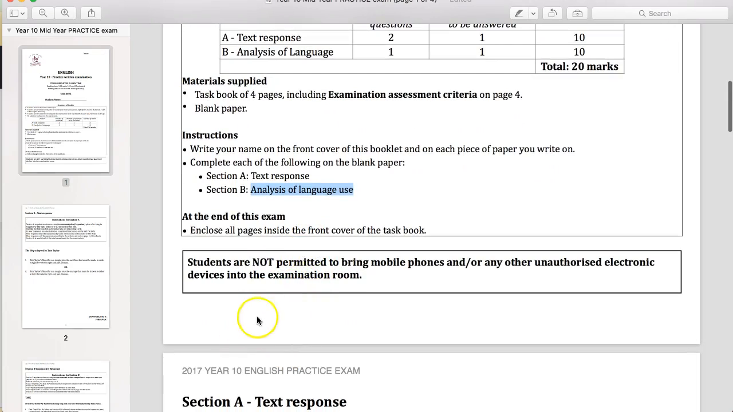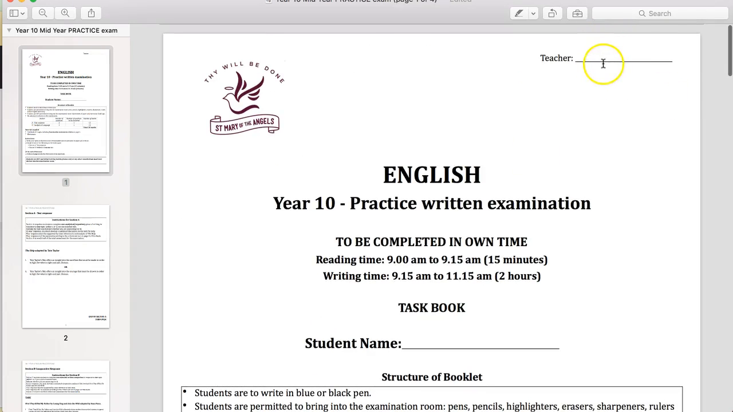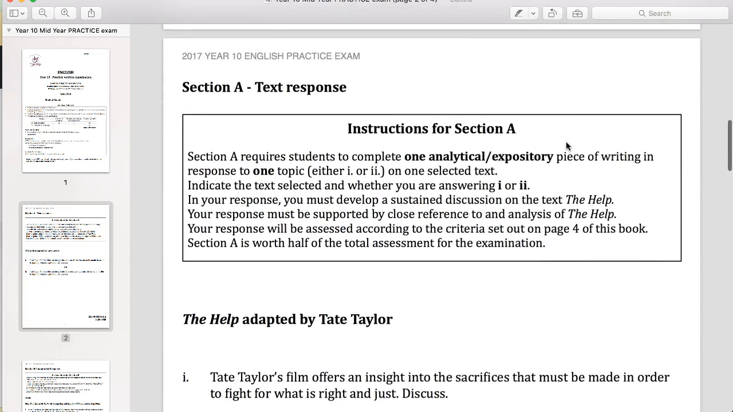Once you're finished, it will be in a booklet format, so just put all your pages inside the booklet, hand it up. Make sure you've written your teacher's name at the top, or at least the initials. So Miss Trotman is JT, Miss Stevenson is CS, and Mrs. Brown is SBN. And then they'll divide them up accordingly.